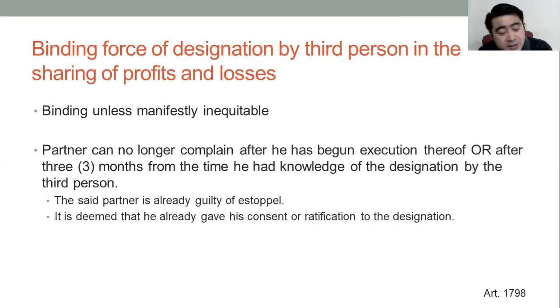Tapos here's an important rule, class. The partner can no longer complain after he has begun execution thereof or after 3 months from the time he had knowledge of the designation by the third person. So saan galing yung 3 months? Yan ang sabi ng batas mismo. That's what is expressly written on Article 1798. So please read your books, because the said partner is already guilty of estoppel.